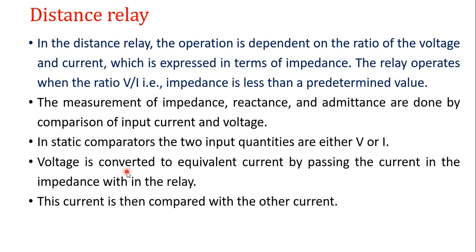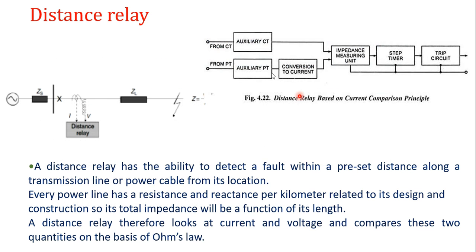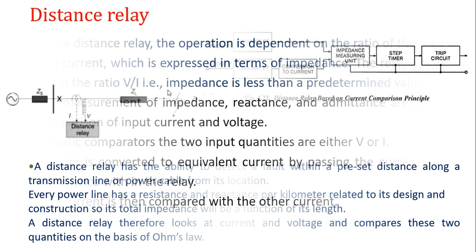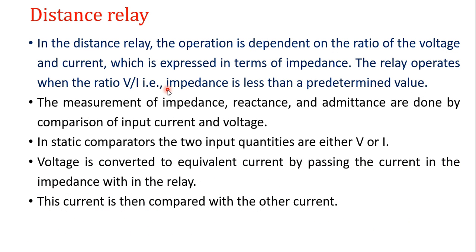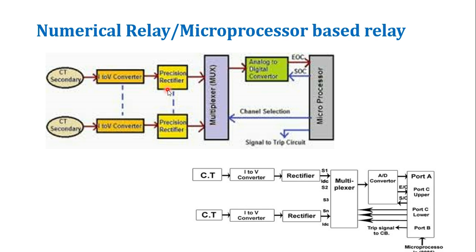Here the voltage and current are given, but any one quantity is converted. If it is voltage, it is converted to its proportional current, and at the impedance measuring unit both will be current quantities. This is called a distance relay, which measures the impedance, and it is mainly used for transmission lines. These are about static relays.